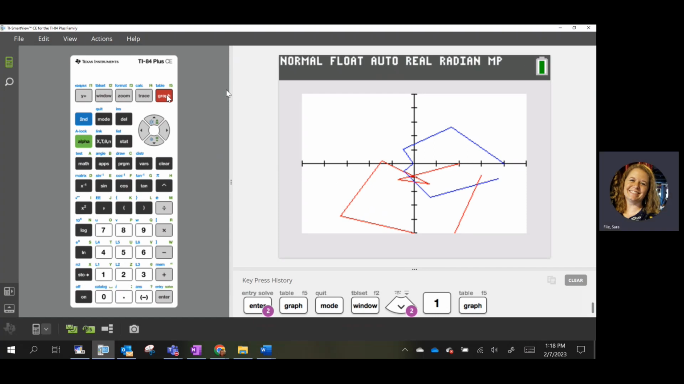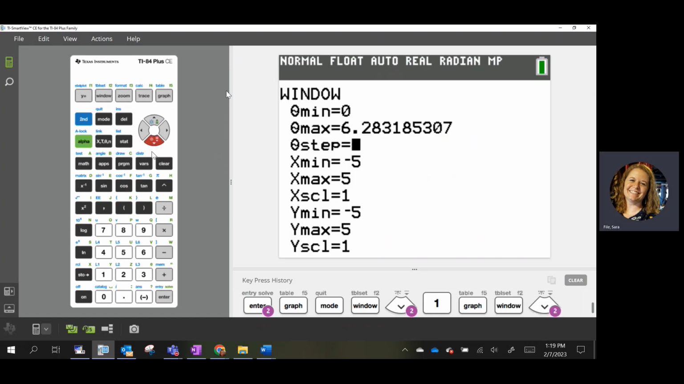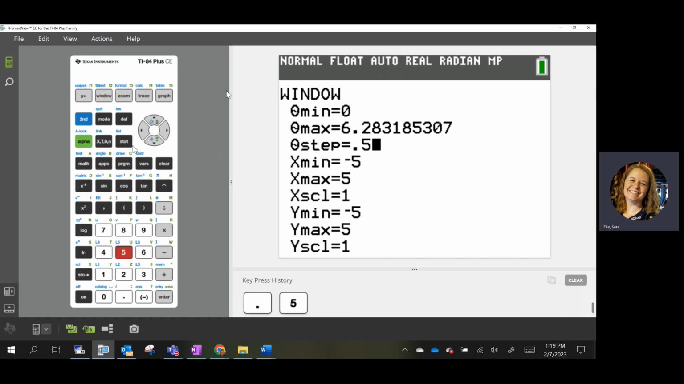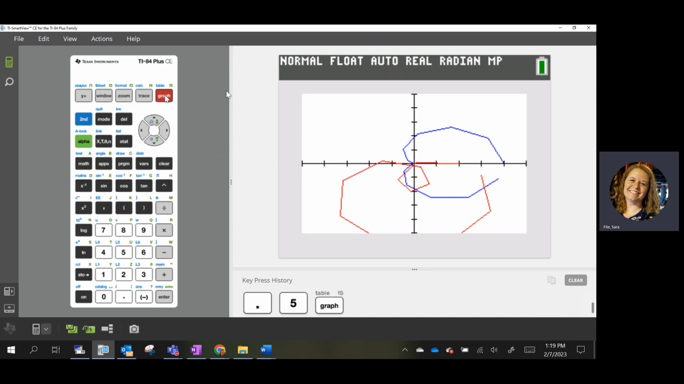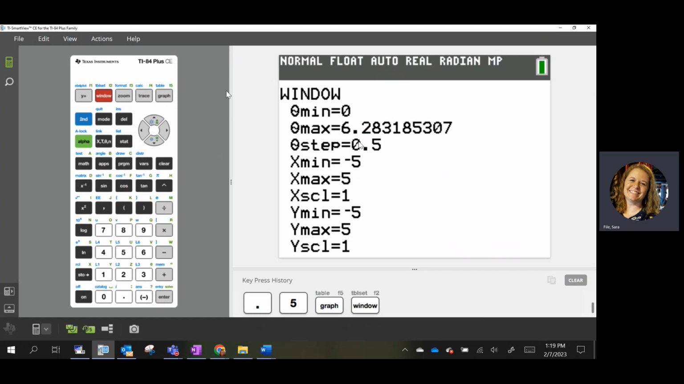Like, that is not a very good look. That is not what your cardioid should look like. It should not be pointed like that. It's not showing the actual curve of it because it's only plotting 1, 2, 3, 4, 5, 6 points. Right? So if I change that step to 0.5, okay, it'll look a little better. Still not great. Still a little jaggedy, right?